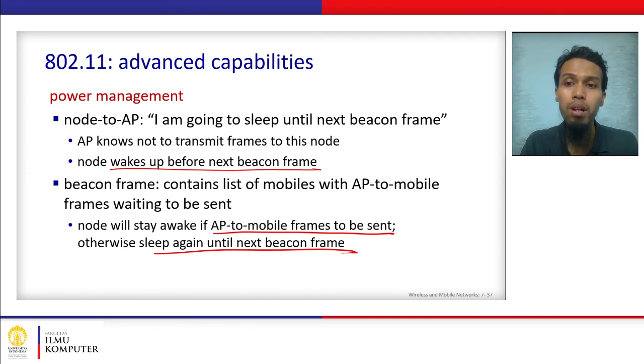In this way, the node can save some power, because in wireless, power is a very important requirement. It is important not only for transmitting data, but also because most wireless devices rely on batteries. And the more power we use, the faster the battery will run out.